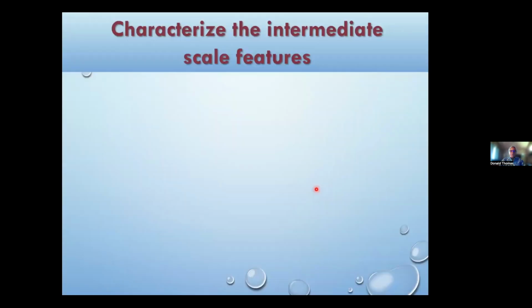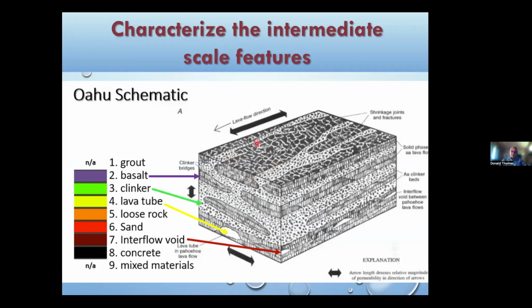Now, let me move on. So we want to characterize the intermediate scale features within this area as well. And what do I mean by intermediate scale? I'm talking about the individual lava flows.